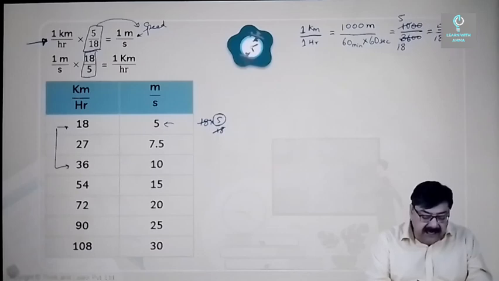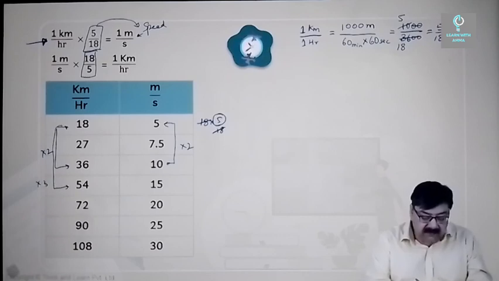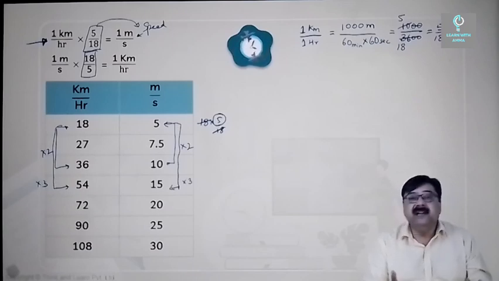Now double of 18 shall be double of 5. That is 10 meters per second. Triple of 18 shall be triple of 5. That is 15 meters per second. Triple of 18 is 54. Triple of 5 is 15.